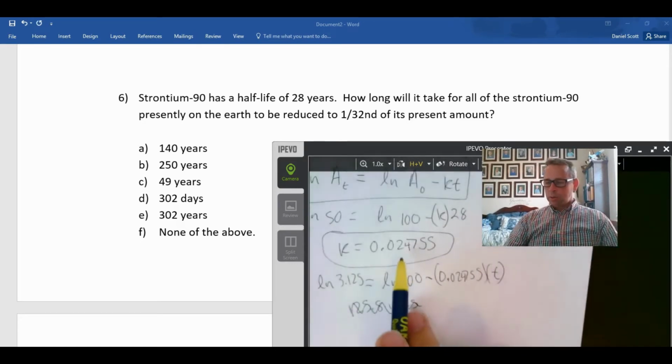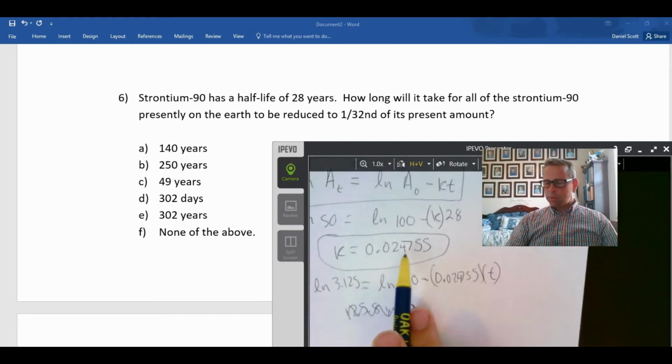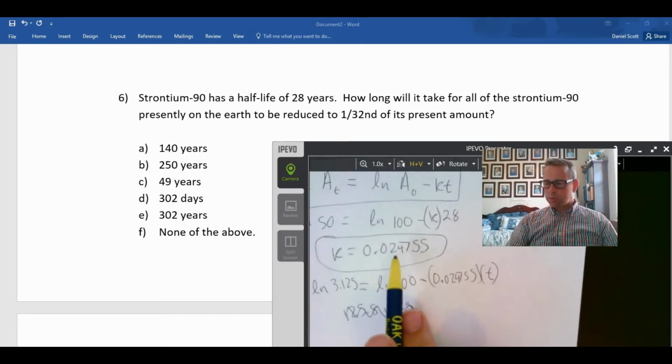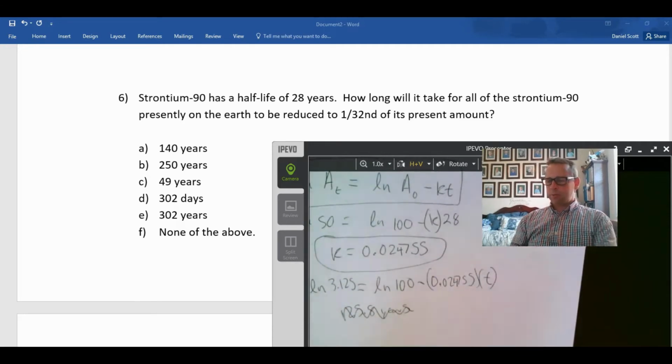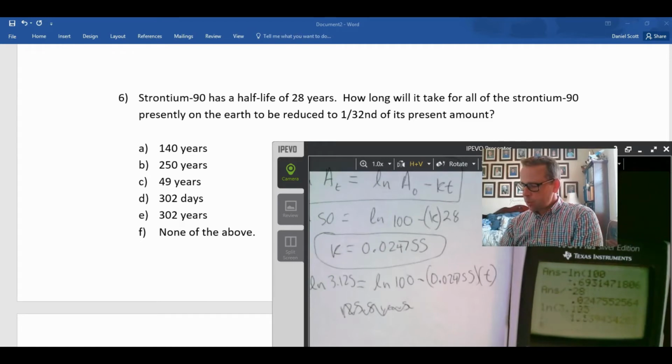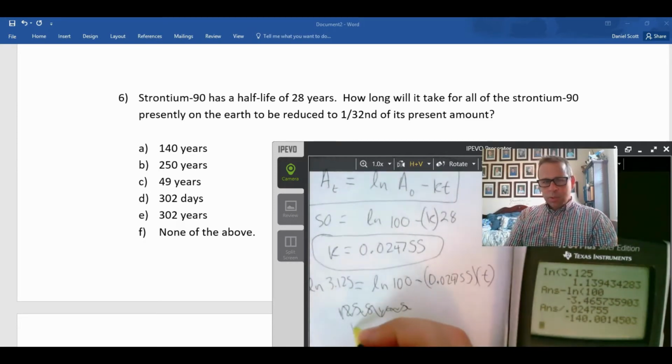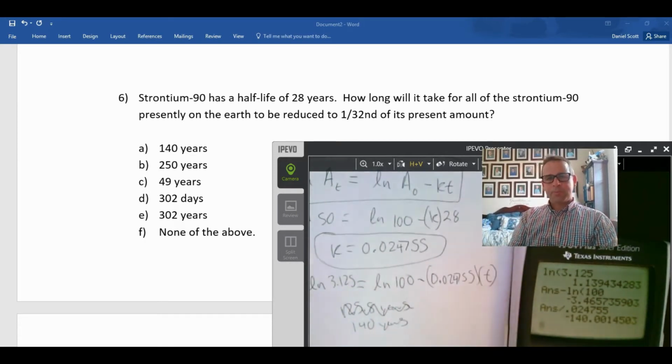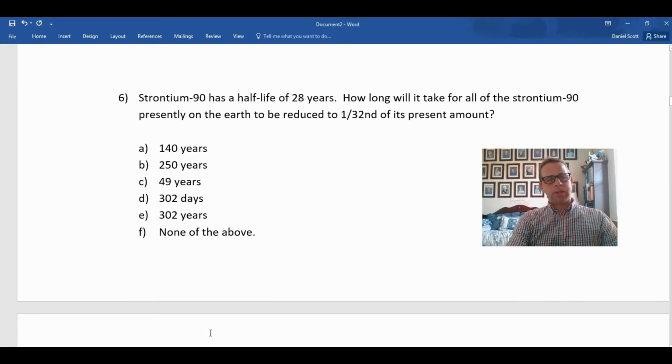Figured out what I did wrong. I didn't copy this down right. I said 0.02755. It's 0.024755. So if I finish this one up now with that value, natural log of 3.125 minus the natural log of 100 divided by 0.024755, and I should have put in the negative sign there, but then that gives me 140 years. All right. Excellent. Next one.